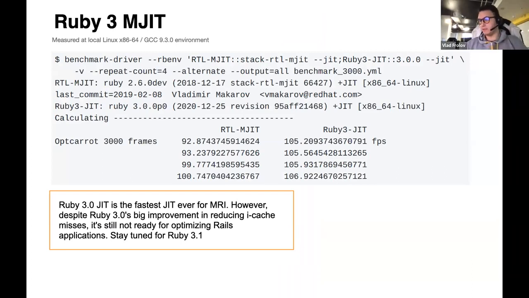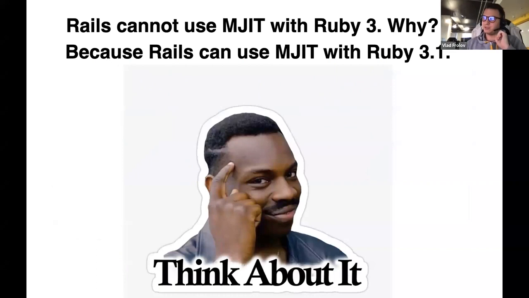As a result, if we look at this benchmark, the left part is MJIT, which was introduced in Ruby 2.7, and the right part is Ruby 3 YJIT. We can see that we have more FPS. Ruby YJIT is the fastest JIT ever for MRI. However, despite Ruby 3's big improvement in reducing iCache misses, it's still not ready for optimizing Rails applications. And we will go here.